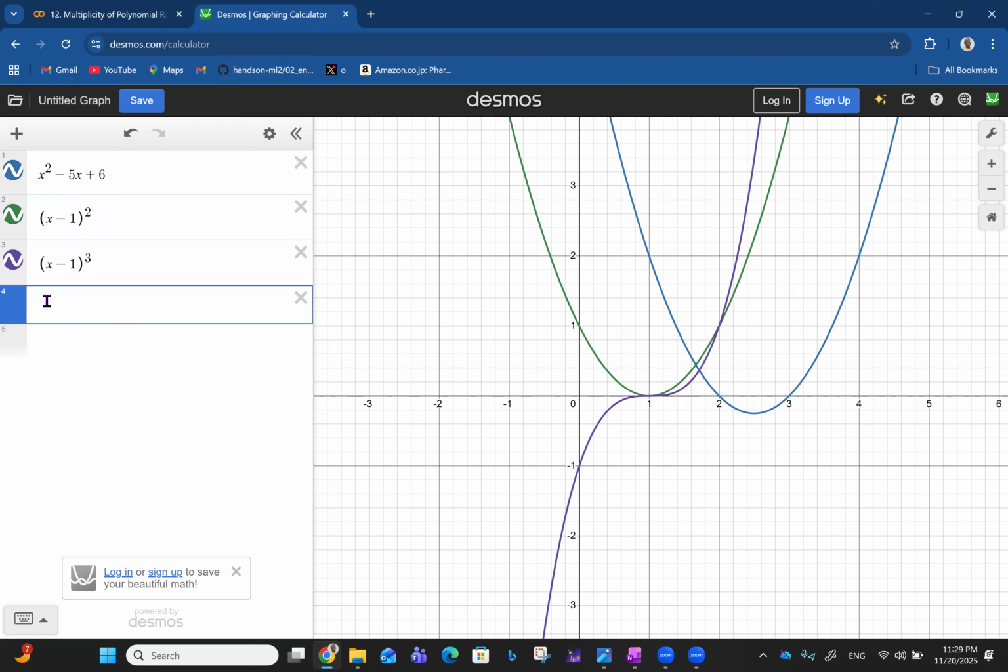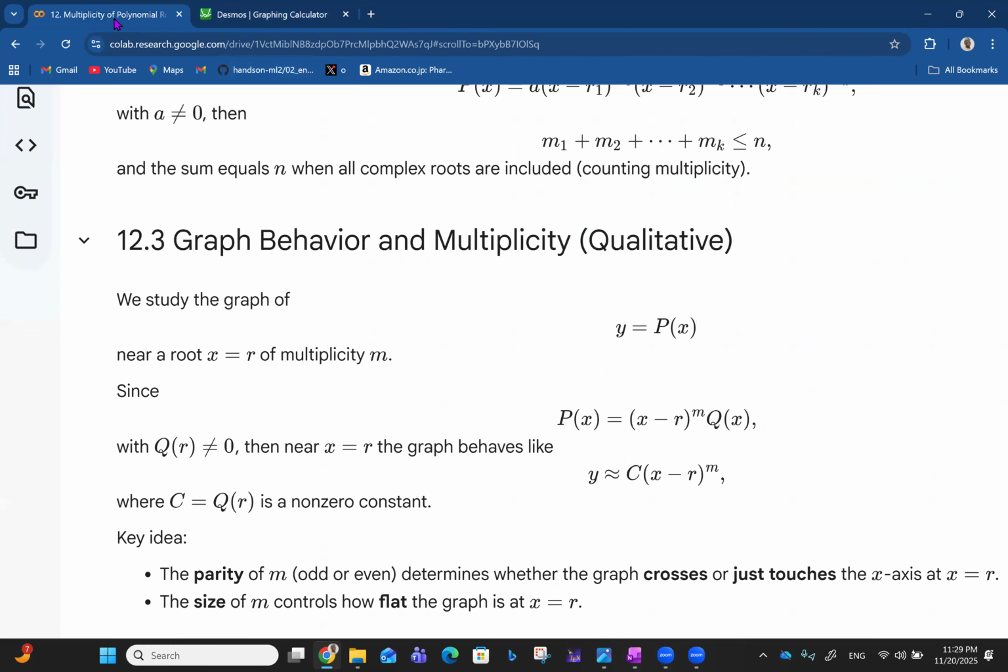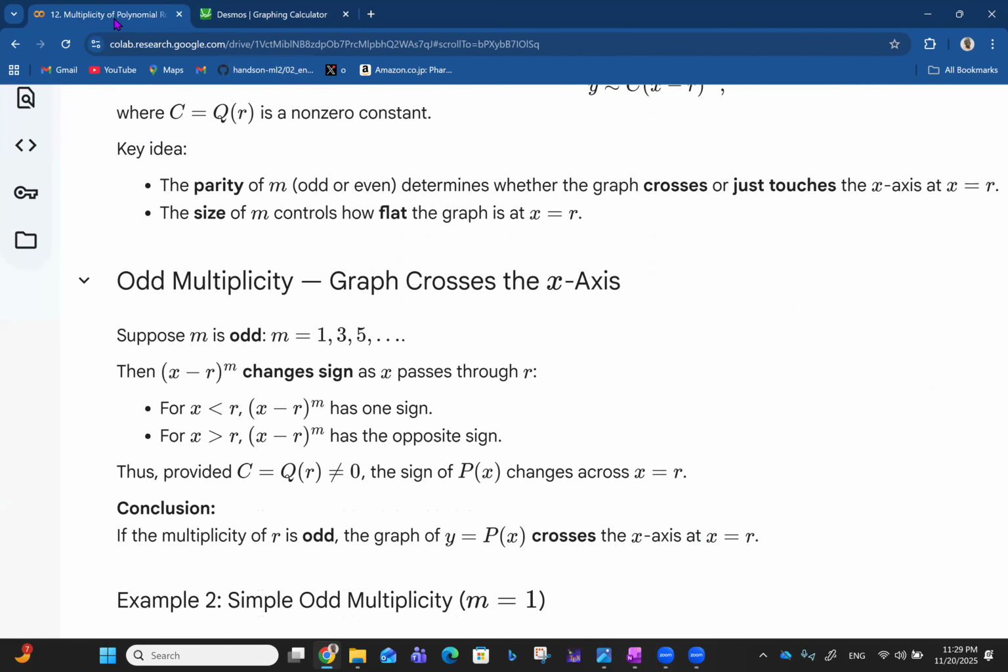What if we now have x minus 1 raised to power 4? So you see it comes back again, and then it just keeps, but the key thing is that it keeps touching that way, and so on and so forth. So there's a behavior that we get to see.